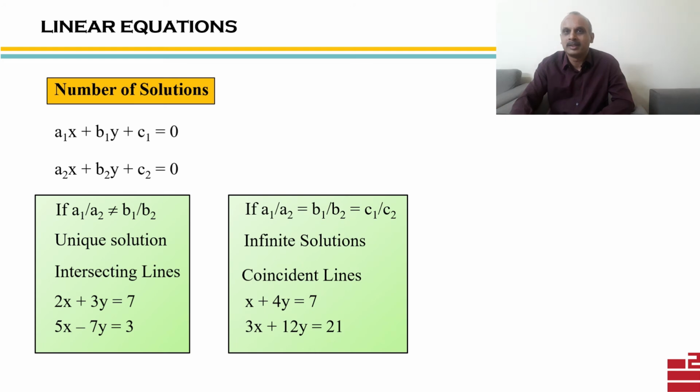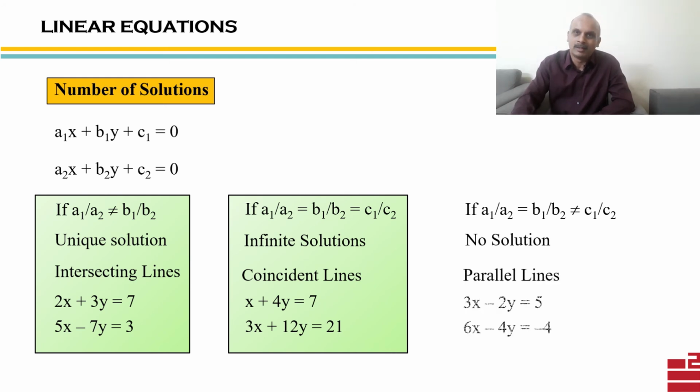And the third scenario is a case of no solution. In that case, the condition is that a1 by a2 is equal to b1 by b2 but not equal to c1 by c2. So it will be a case of no solution. Parallel lines example we already have seen. I have rewritten it here.